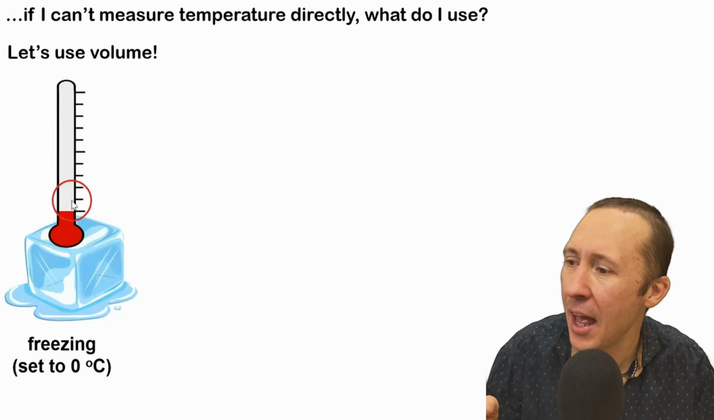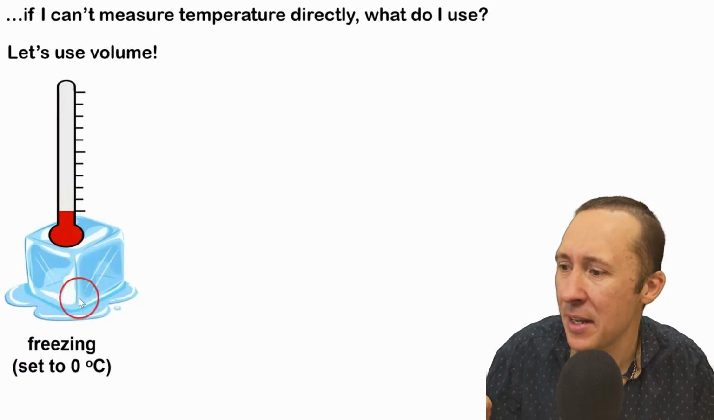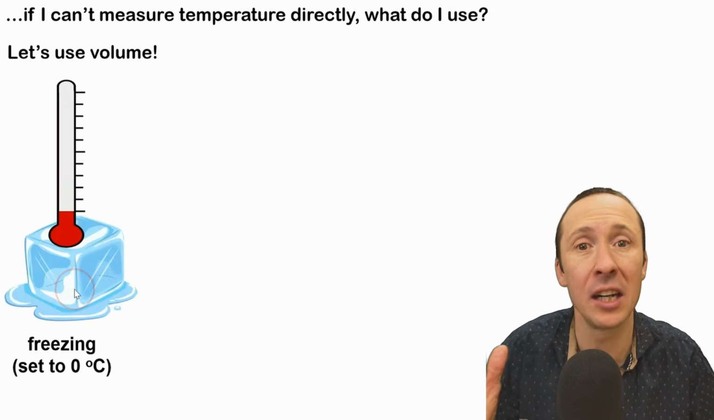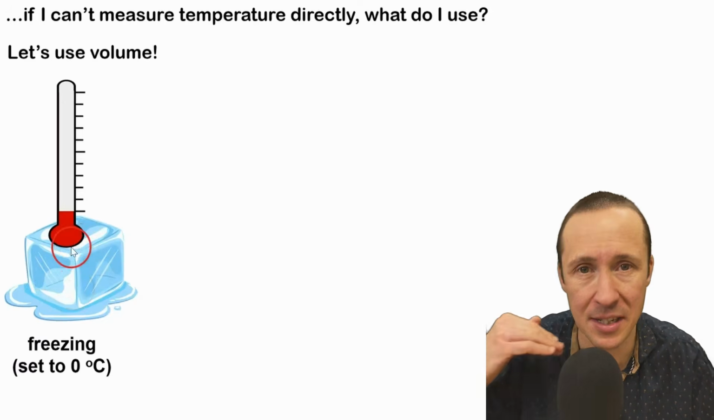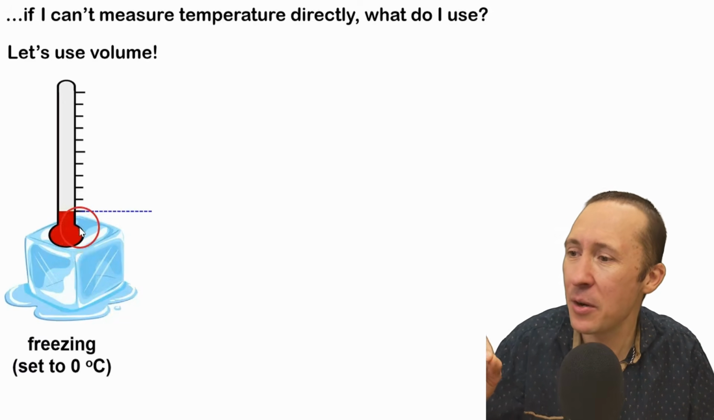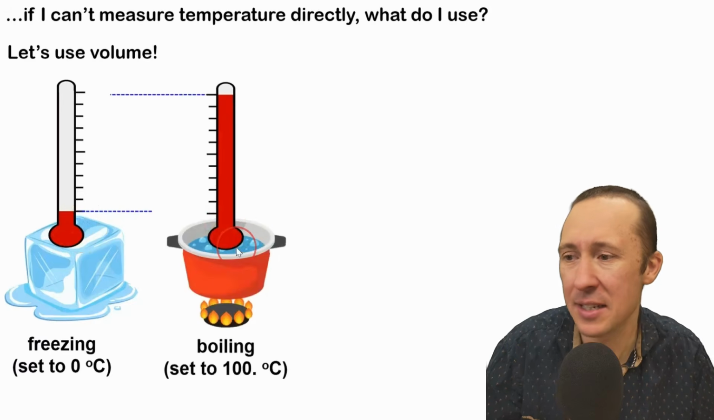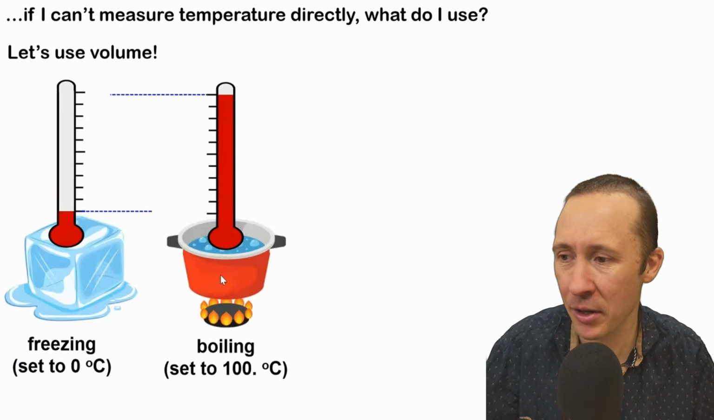mercury in here, and we'll stick this tube in something, say freezing water, and we'll just declare that the temperature of this freezing water is 0. We'll just decide that right now. Weird. And then we'll take the bulb and put it in something else, say boiling water.